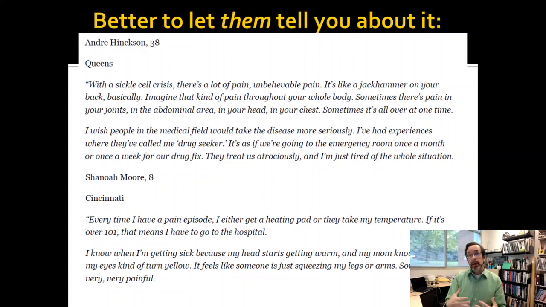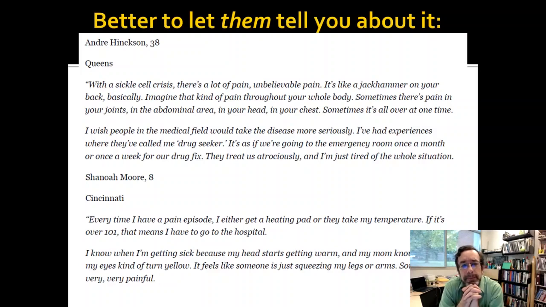That's me describing what it feels like, but it's more important to listen to the patients here. The patients, when they tell you about it, tell you that it's a lot of pain, unbelievable pain, jackhammer on your back, throughout your whole body. Sometimes in the joints, abdomen, in the head, in the chest. Basically, wherever there's capillaries, the capillaries can be blocked by an episode of the sickle cell blocking the capillaries.